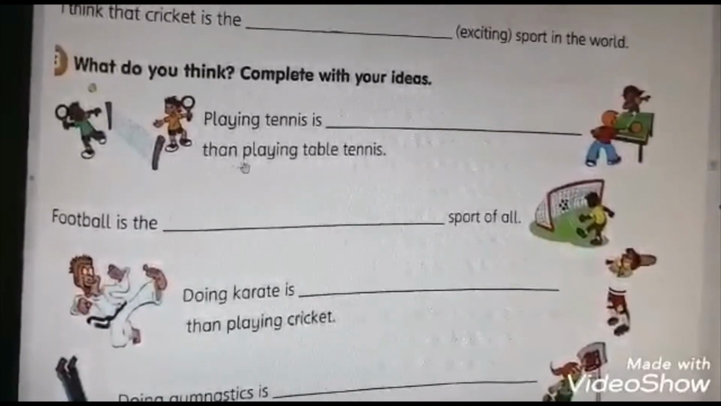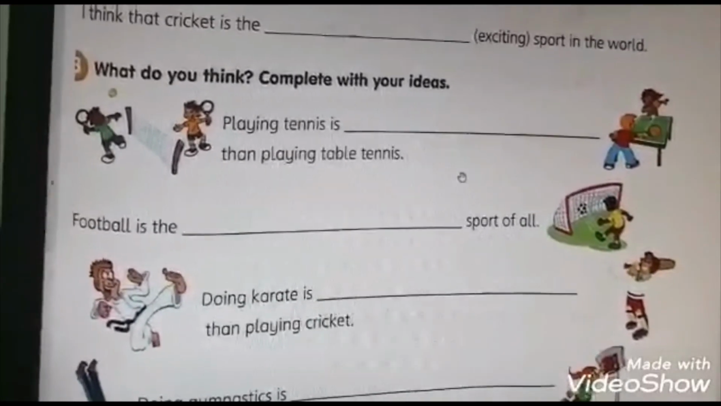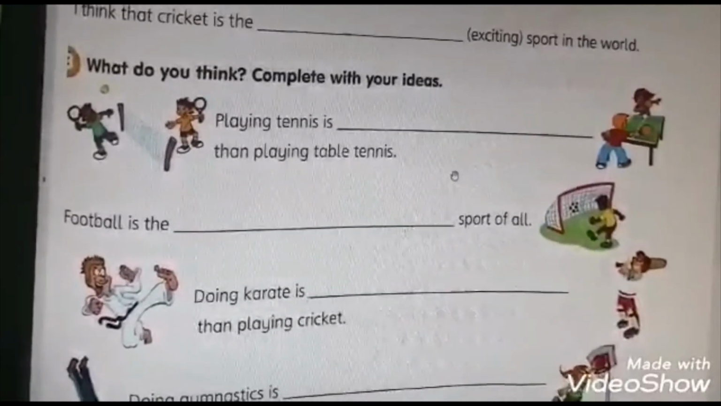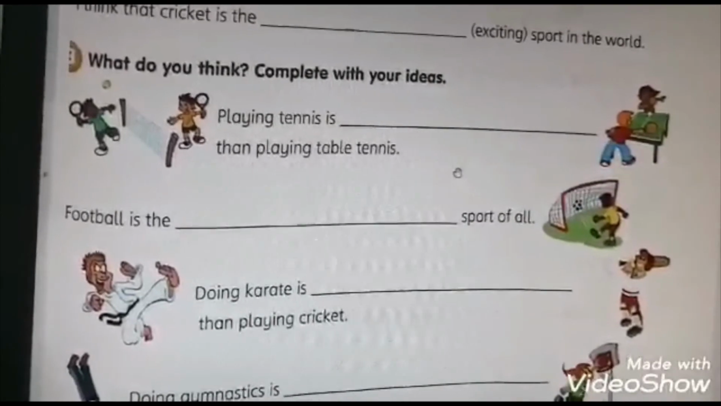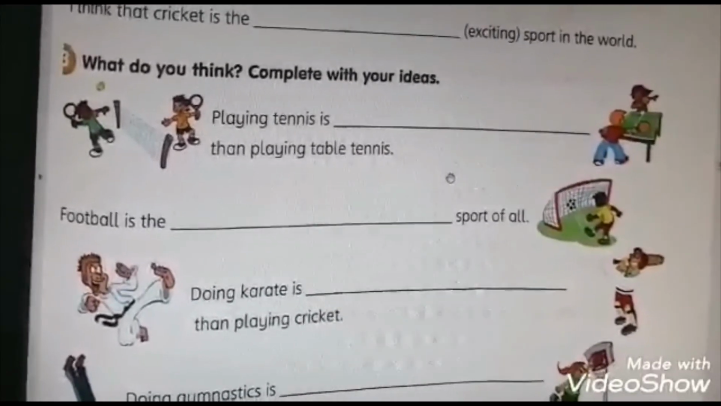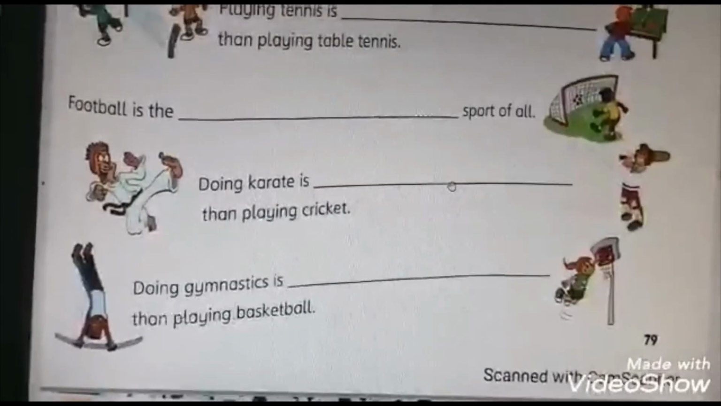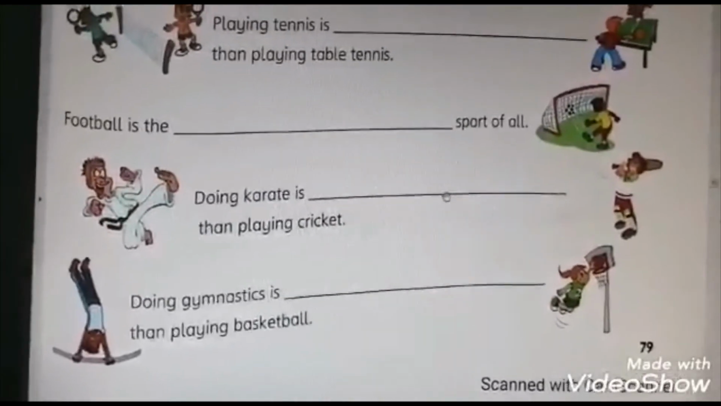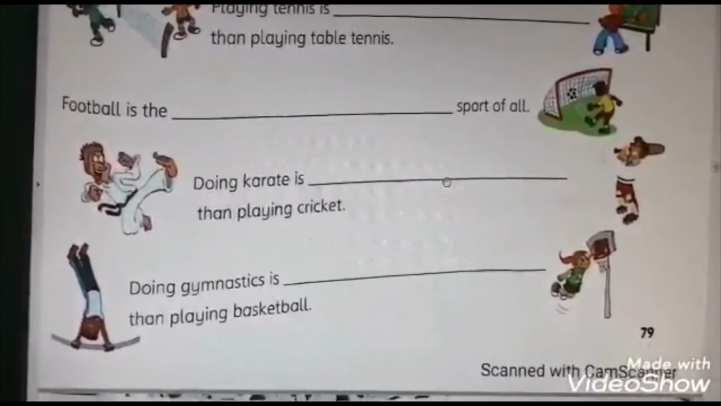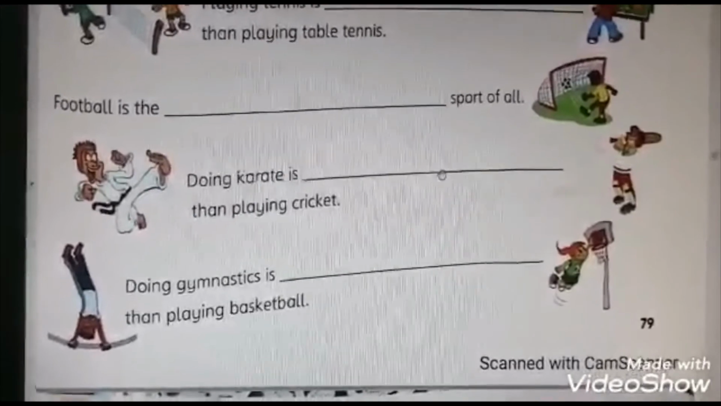These activities, you already know these all sports. So please write your ideas and write the correct form of the adjective. Fill all the blanks. I'm waiting for your homework. Please do it carefully. If you have any doubt, you can ask me through WhatsApp.